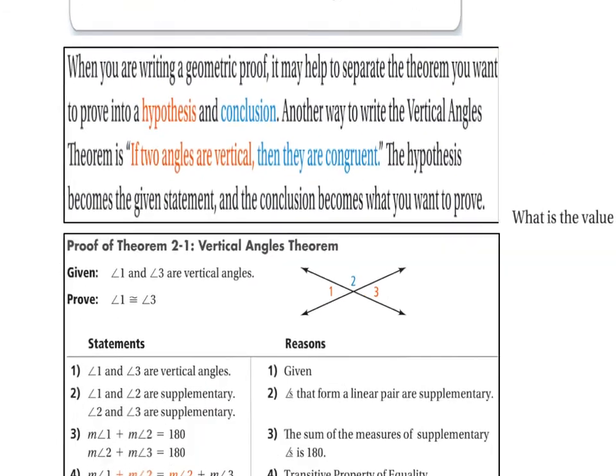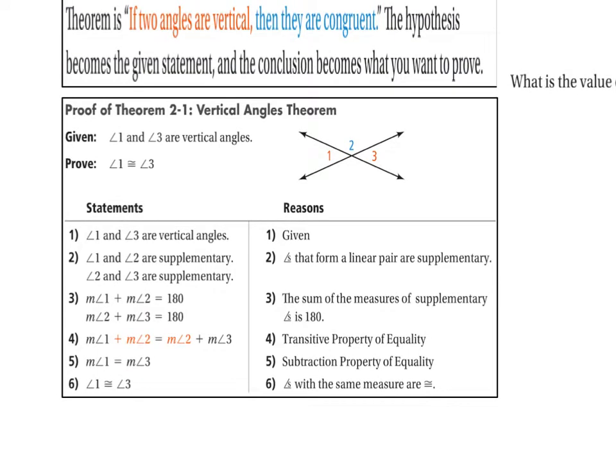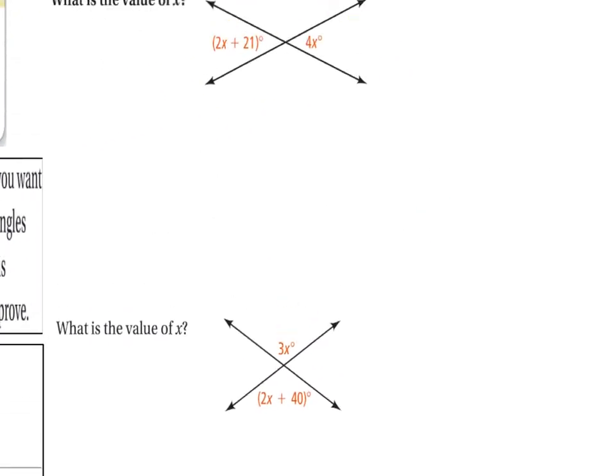Again, it goes through and shows you how to prove the vertical angles theorem. Okay, so this is the two-step proof that they put in here, and you can go through that. I'm not going to go through that in this case because, honestly, I'm trying to save some time here, and let's go through some examples.